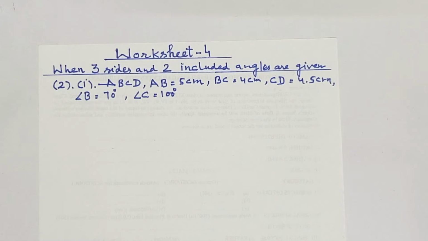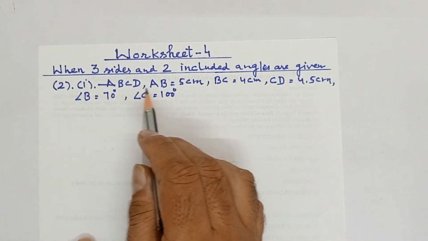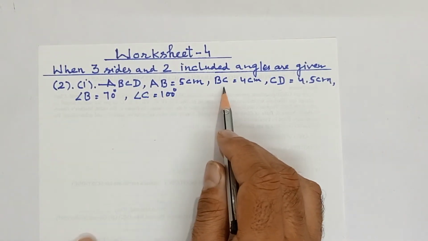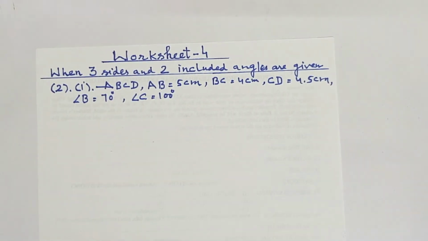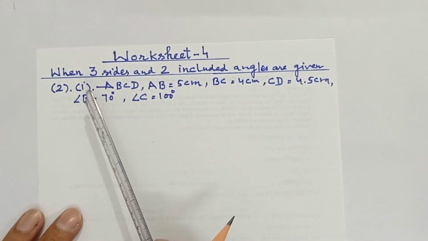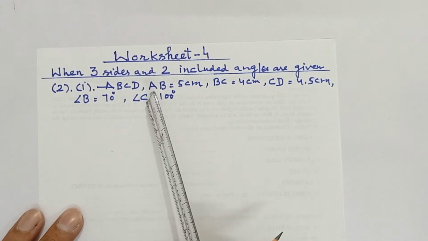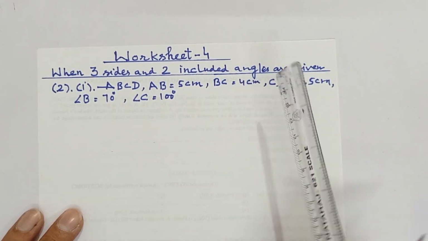This is question number 2. ABCD quadrilateral is to be constructed. AB side, BC side, CD side are given. Angle B and angle C is given. So first, what is to be done? As I have already told, angle B and angle C are given. So you need to take BC as the base.